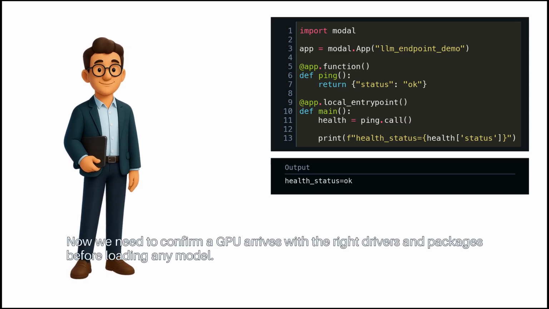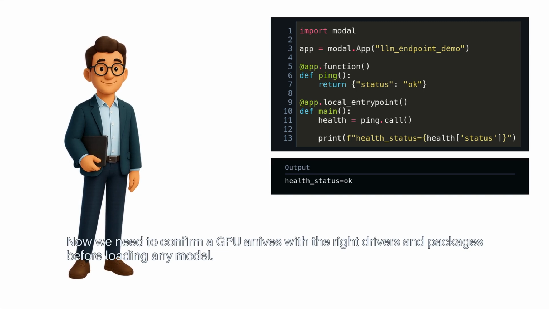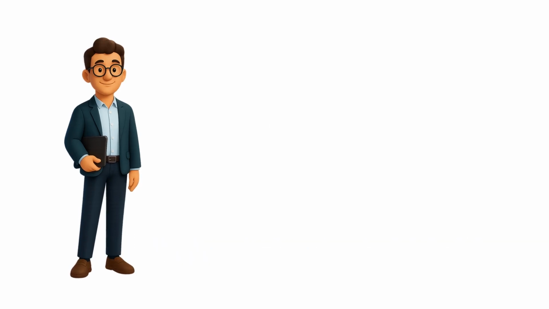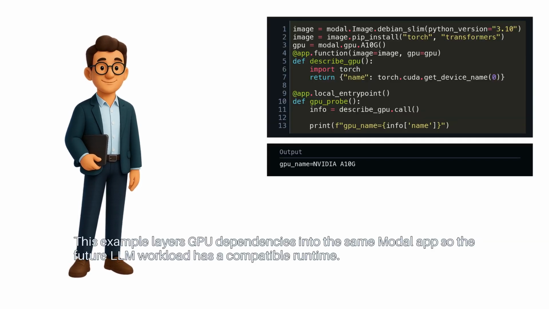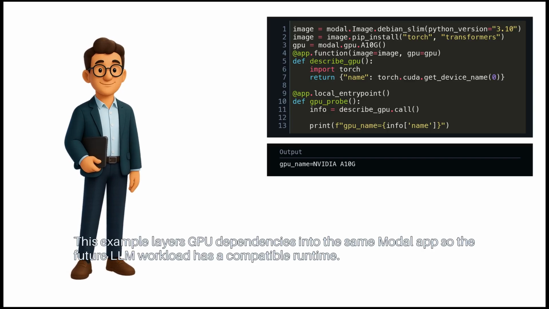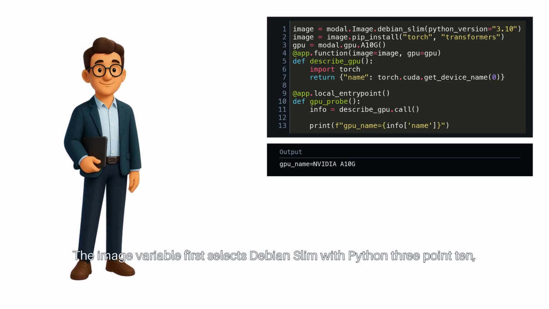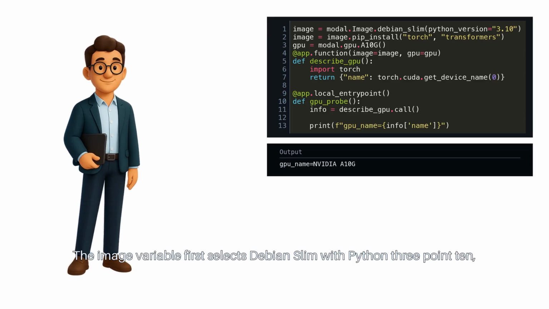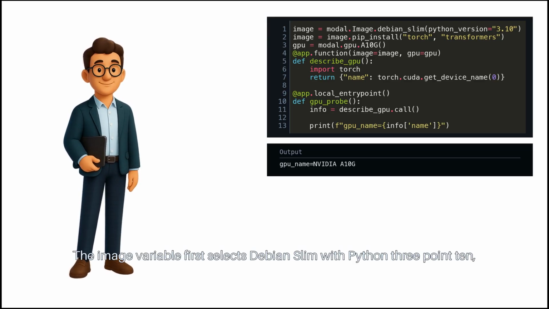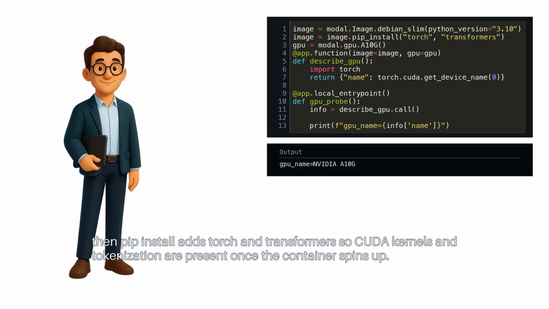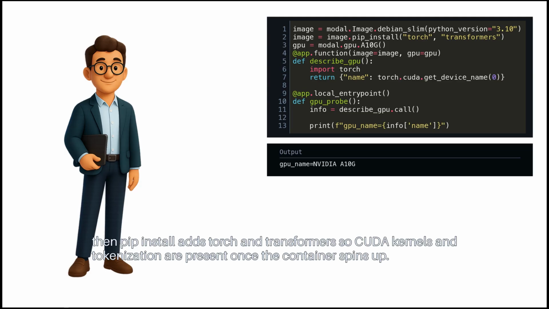Now, we need to confirm a GPU arrives with the right drivers and packages before loading any model. This example layers GPU dependencies into the same Modal app so the future LLM workload has a compatible runtime. The image variable first selects Debian Slim with Python 3.10. Then pip install adds torch and transformers, so CUDA kernels and tokenization are present once the container spins up.